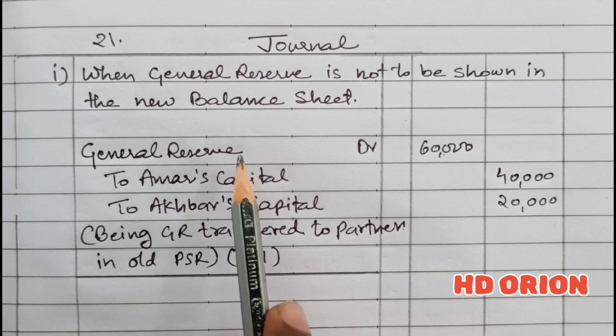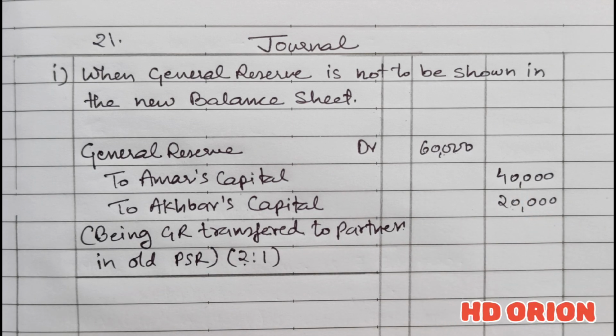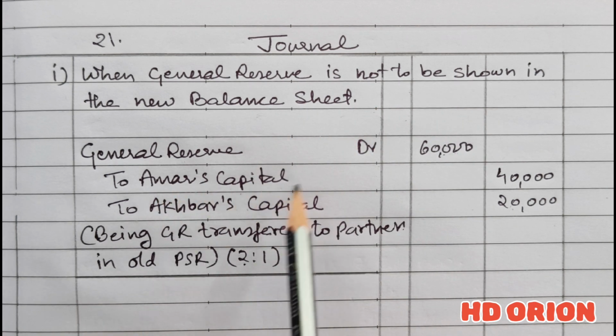This way, general reserve is eliminated from the books and it is transferred to partners' capital accounts. So the total of the balance sheet will not change. Only one item is removed and the other items on the liability side, that is, capital accounts, are increased by 60,000 rupees. That's the only difference. So in this way, general reserve will not be shown in the new balance sheet because it doesn't have any debit or credit balance left.